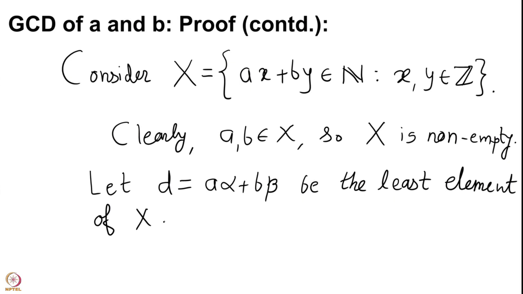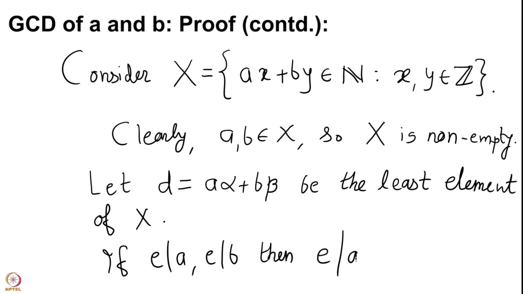We are almost done. We have found the candidate d. We also found it to be of the form a alpha plus b beta. Now we have to prove that it is our GCD. So clearly, if E divides A and E divides B, then E is going to divide A alpha plus B beta, which is equal to D. So E will divide D. We have not yet proved that D is a common divisor. We have not proved that D divides A or D divides B. We have only proved that if you have any divisor of A and B, then such a divisor should divide D. Now the only thing left to prove is that D also is a divisor of A and B.